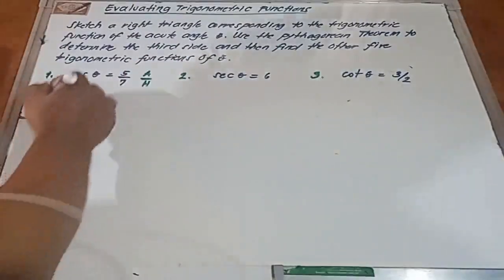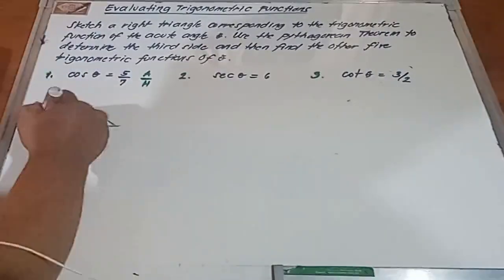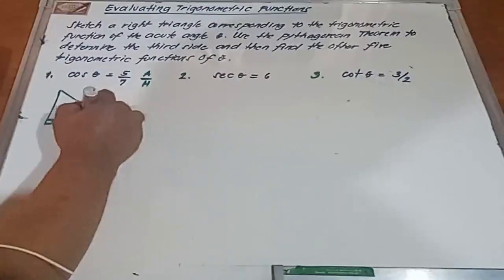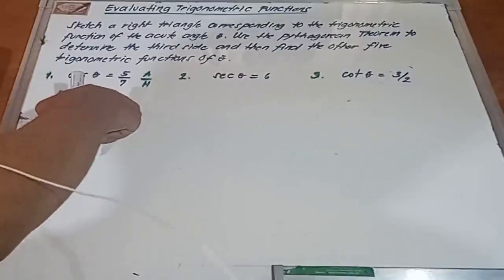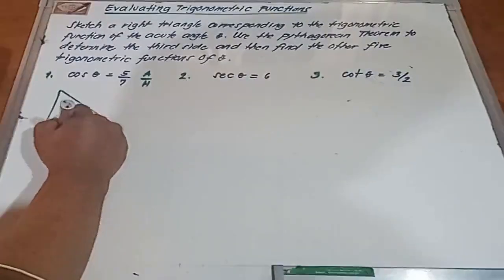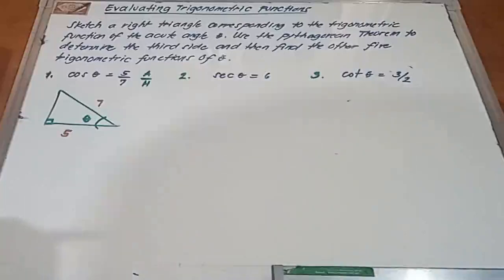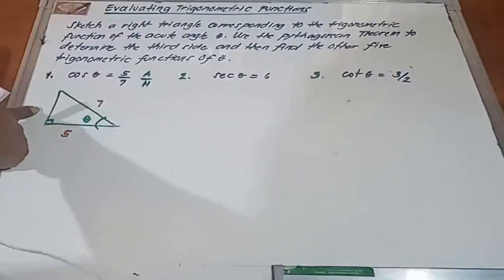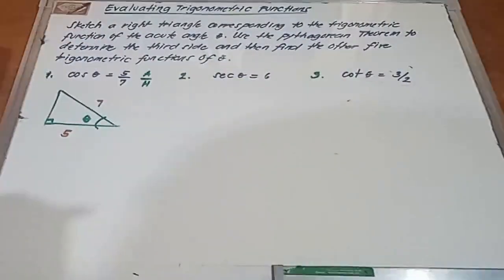Now, we're going to construct a right triangle. Okay. At na-denote natin that this is your theta. Ito ang kanyang adjacent side. Ito ang kanyang hypotenuse. Okay. So, therefore, ito ay 5. Ito ay 7. Okay. So, may missing side tayo. That is the third side. And we are asked to determine the third side using the Pythagorean theorem.